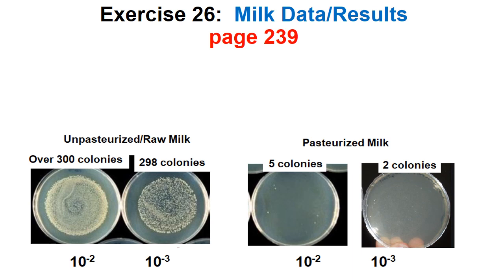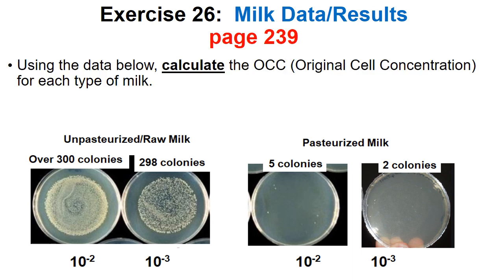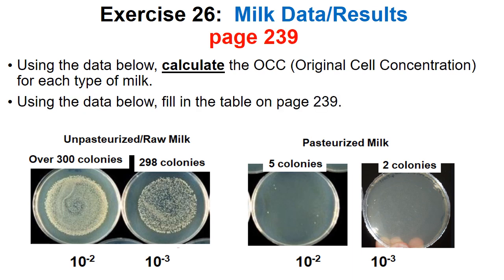Milk data. On page 239, we're going to do the exact same thing we did with the food, but now we're going to use the data for the milk experiment. Again, half of the groups used unpasteurized or raw milk, and the other half used pasteurized milk. So the difference is the heating up of that milk. Using the data below, calculate the OCC for each type of food, in this case milk. Using the data below, fill in the table on page 239.